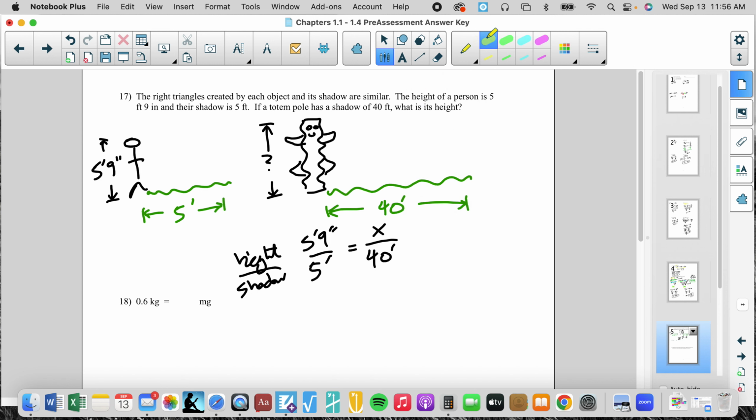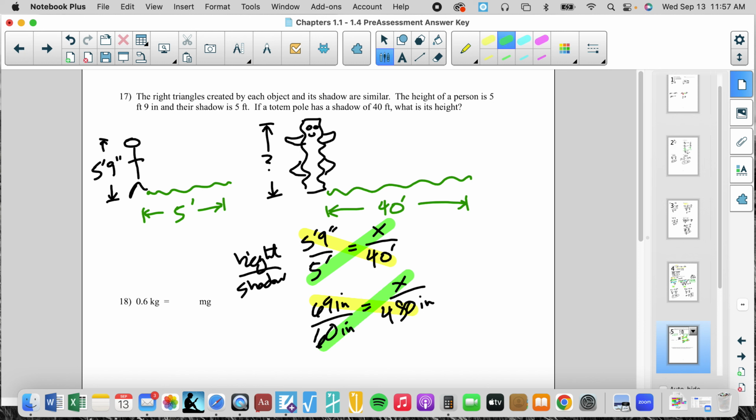We want to do that cross product, but we notice that we're in feet, inches, and feet. So we've got to convert everything to the same. So what is 5 feet 9 inches? That's going to be 69 inches. 5 feet is going to be 60 inches equals X. 40 feet is going to be 480 inches. Did all that in my head. Now we can cross product because we're in all the same units, and we're going to solve it.